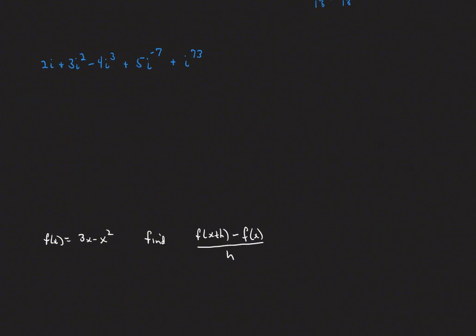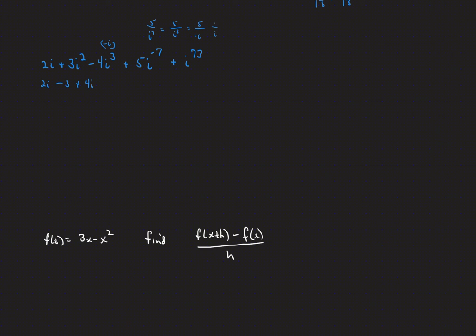Okay, some powers of i. So 2i is just 2i. i squared is -1, so that's a -3. i cubed is a -i times the -4 makes that plus 4i. 5 over i to the 7th is our 5i to the -7. We're going to divide 7 by 4 and take the remainder. That's going to be i to the 3rd. i to the 3rd is i squared times i, which is a -i.